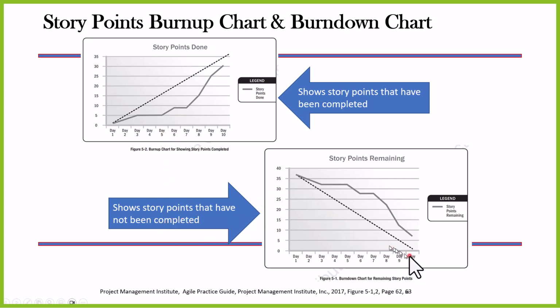This is a burndown chart. The dashed line is the plan. The solid line is the actual results. Once again, story points could be iterations.